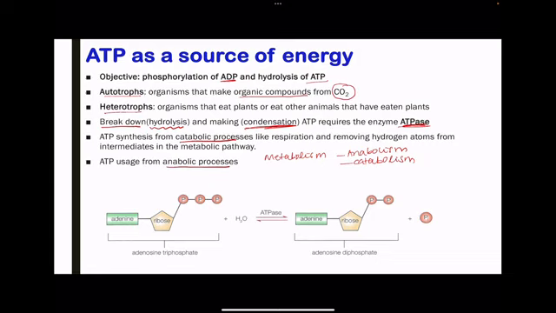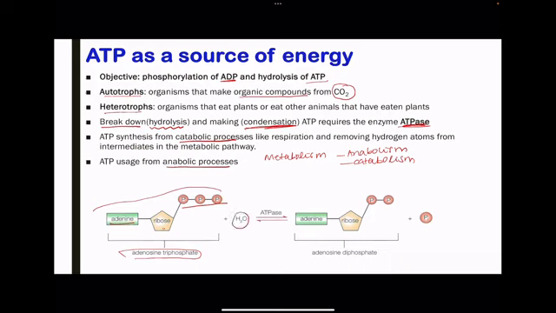So ATP synthesis is going to occur from anabolic processes like respiration, as well as removal of hydrogen atoms from intermediates in the metabolic pathway, while ATP usage is usually from catabolic reactions. So down here we see the demonstration of this is an ATP molecule. You can see there are three phosphates. There's a ribose and adenine. So these make the ATP, which we call adenosine triphosphate.